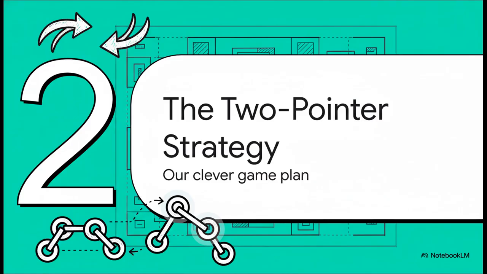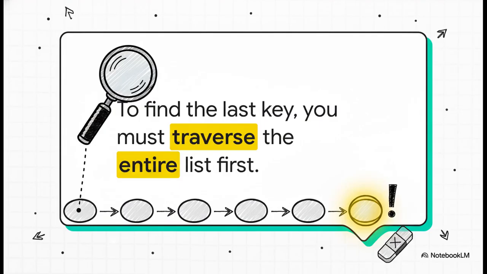Well, we're going to use a really clever technique called the two-pointer strategy. This is our elegant game plan, our blueprint for solving this thing. And here's the absolute most crucial rule we have to follow. We can't just stop and delete something the moment we find it. We are literally forced to walk through the entire list first. Only after we've seen every single node can we confidently turn around and say, aha, that was the last one I saw. And only then can we actually do the deletion.